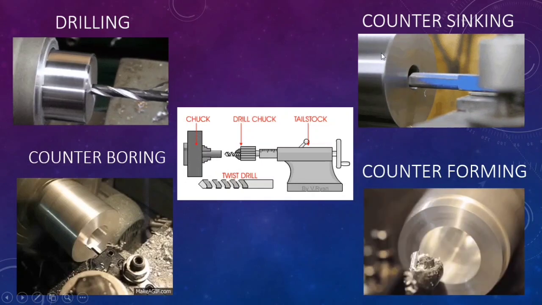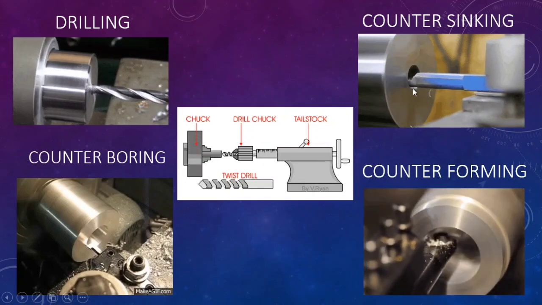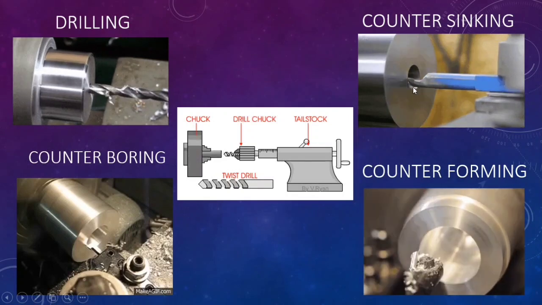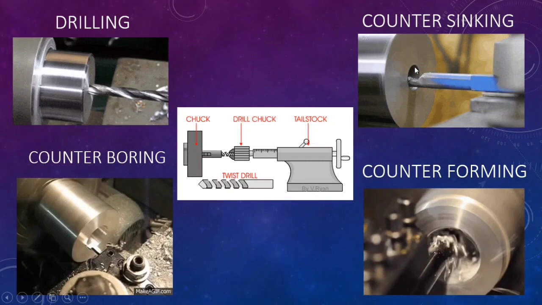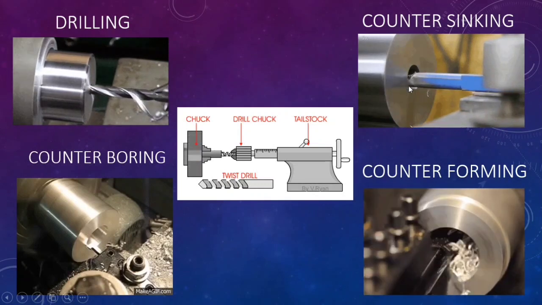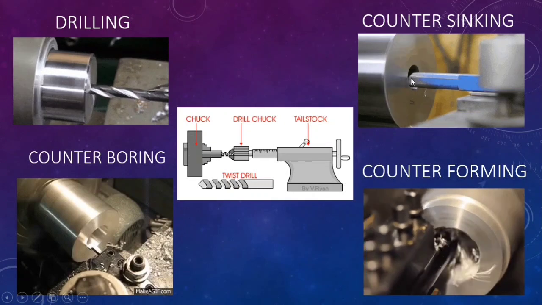Next, countersinking. In countersinking, we are making an enlargement at an angular level at the end of the hole. The hole is created initially. For that, we are making the countersink by giving the angular tool.